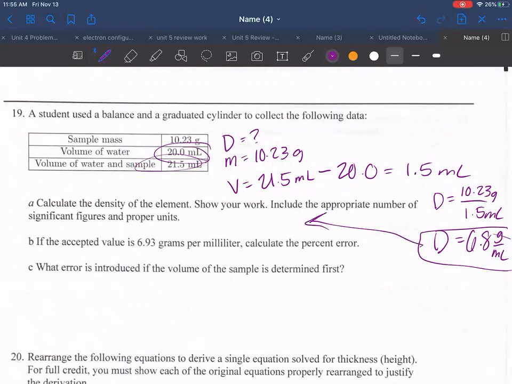If the accepted value is 6.93 grams per mL, calculate percent error. So we're doing percent error again here. So we would have 6.8 minus 6.93, divided by 6.93, times 100. What do you guys get for percent error here? A lot of different answers. Okay, 6.8 minus 6.93 divided by 6.93 times 100. I got 1.9%.